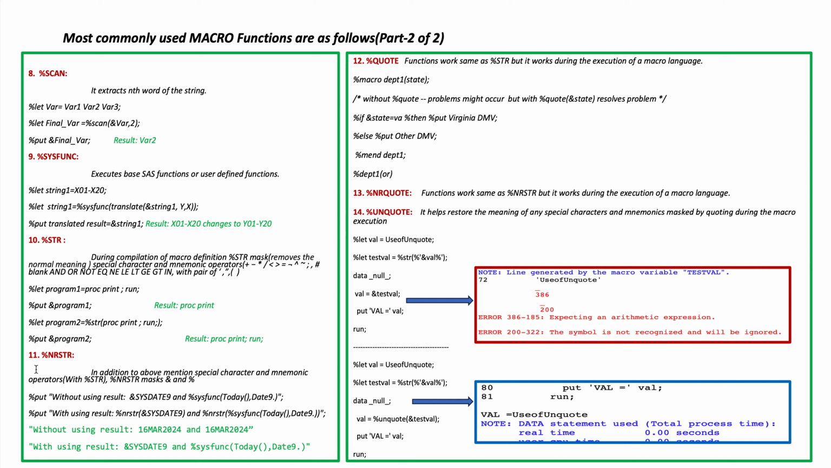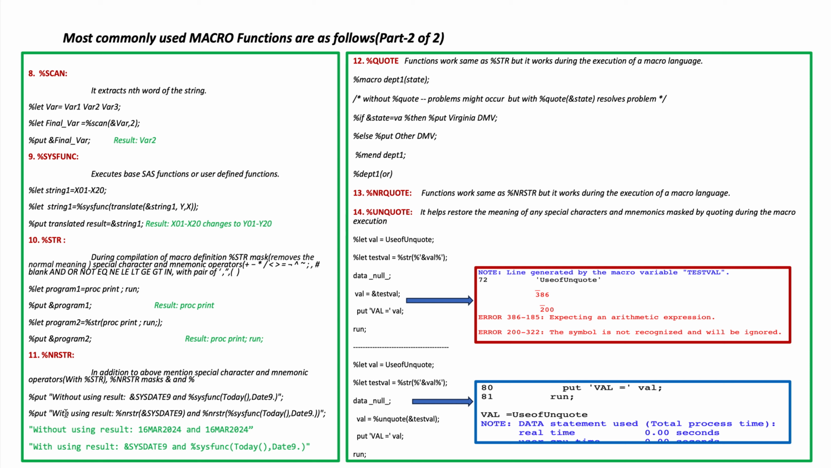Number 11, %NRSTR. In addition to the above-mentioned special characters and mnemonic operators handled by %str, %NRSTR masks or removes the normal meaning of the ampersand and percent sign. An example is given here. The first one is where we are not going to use %NRSTR. That means we are going to print today's date, and also we are going to print today's date by using %SYSFUNC.